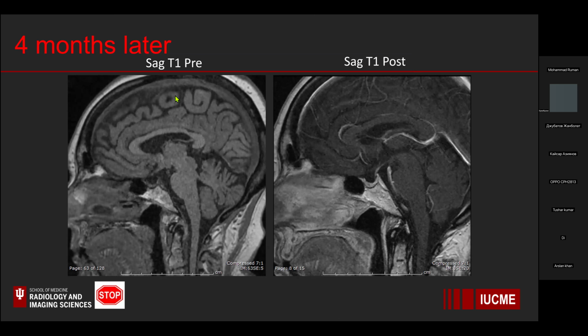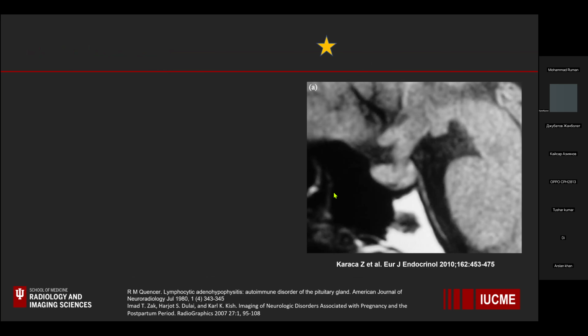Four months later, the patient comes back and the infundibular stalk is normal and thin again, but we have lost a lot of the volume of the pituitary gland. So the pituitary gland has undergone some atrophy or some changes. Those are our clues in this case before giving you more patient presentation. And this is lymphocytic hypophysitis, where the gland and the infundibular stalk are involved.